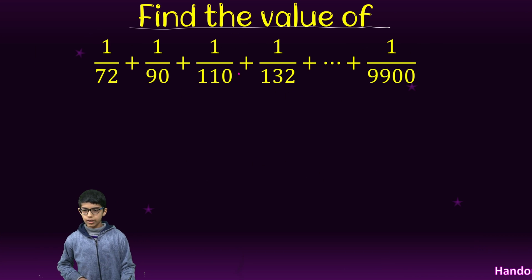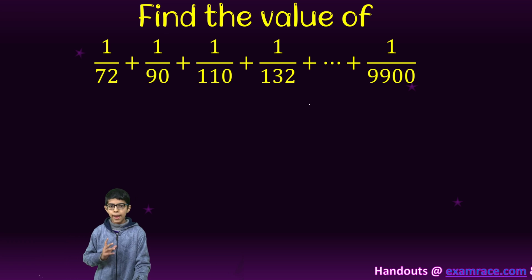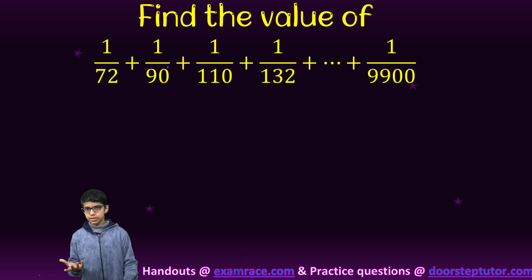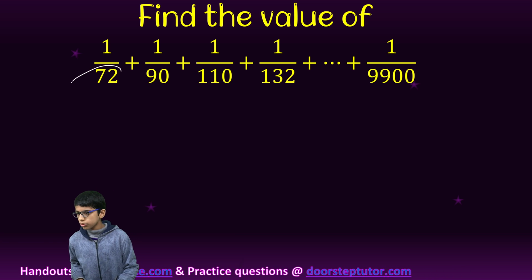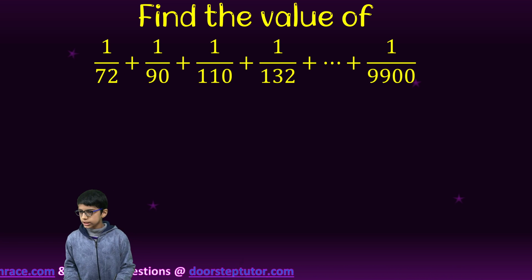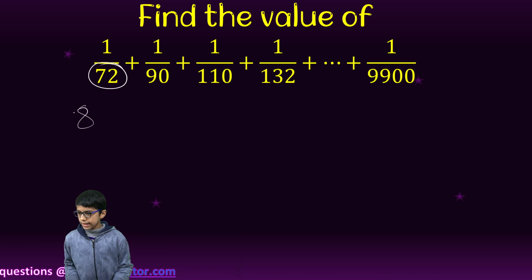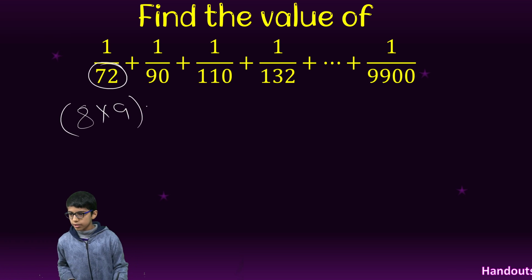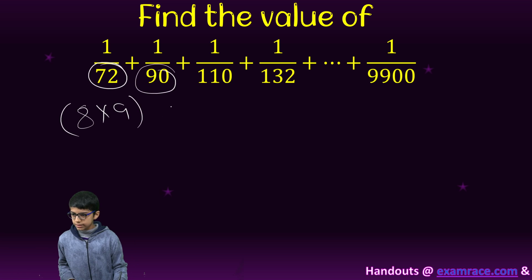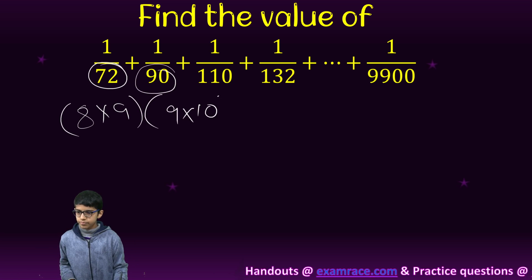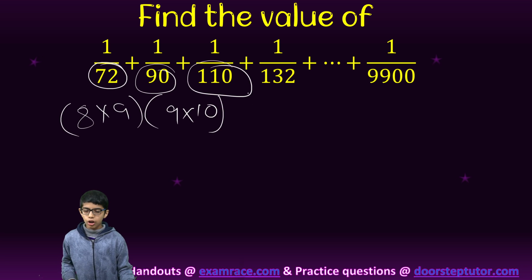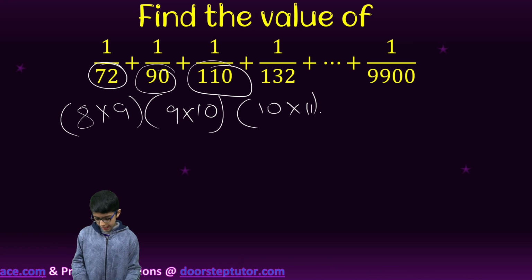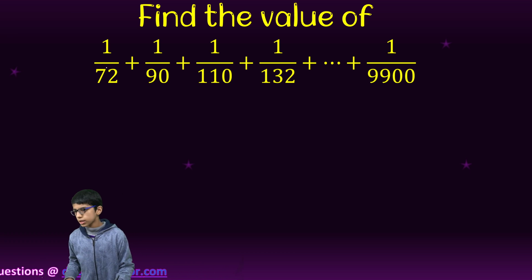Now, how would we solve this question by that trick? After you think for a long time or maybe a short period of time, you would get to know that 72 is 8 into 9. You should be able to observe the pattern. Then 90 is 9 into 10. Then 110 is 10 into 11. And like that, we can write these numbers.